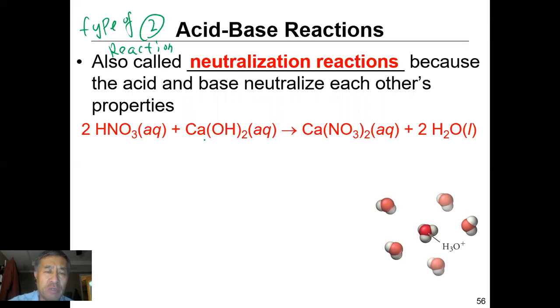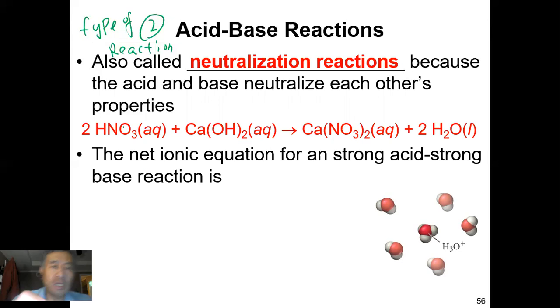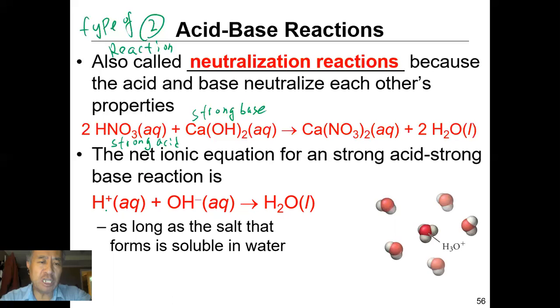One example of an acid-base reaction is nitric acid reacting with calcium hydroxide. This is our acid, which acts as a strong acid, and this is our strong base. If you check, you will see the net ionic equation for any strong acid reacting with any strong base is very simple. That's H plus aqueous plus hydroxide aqueous produce H2O liquid, as long as the salt that forms is soluble in water.